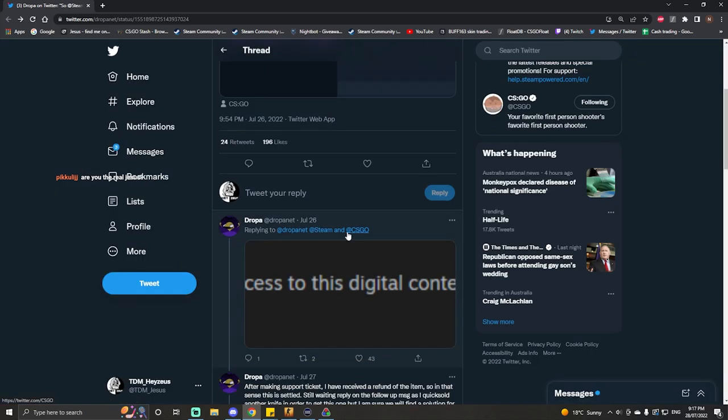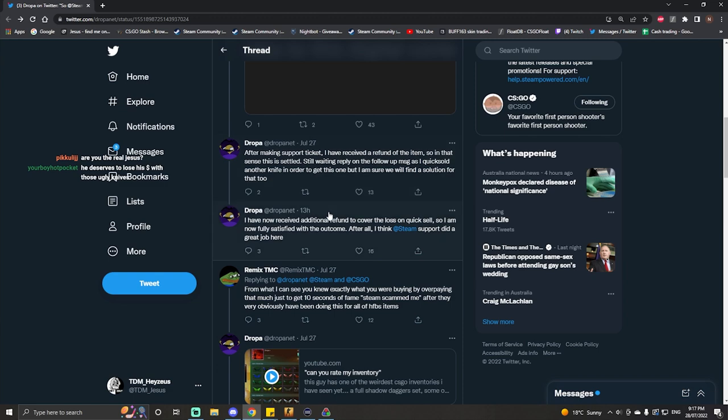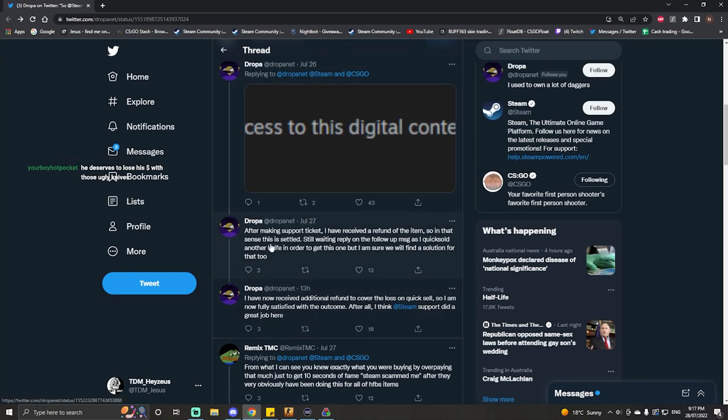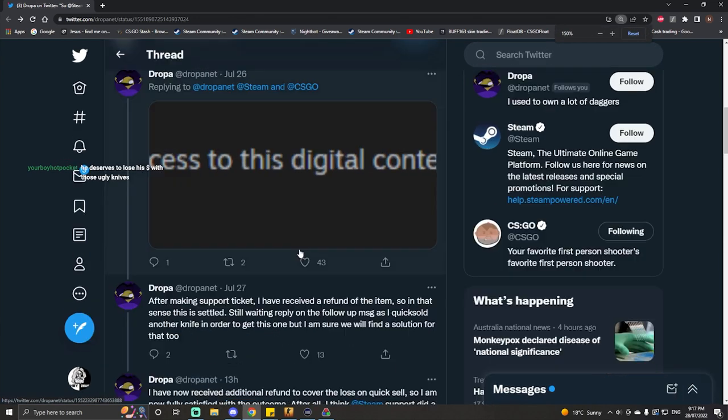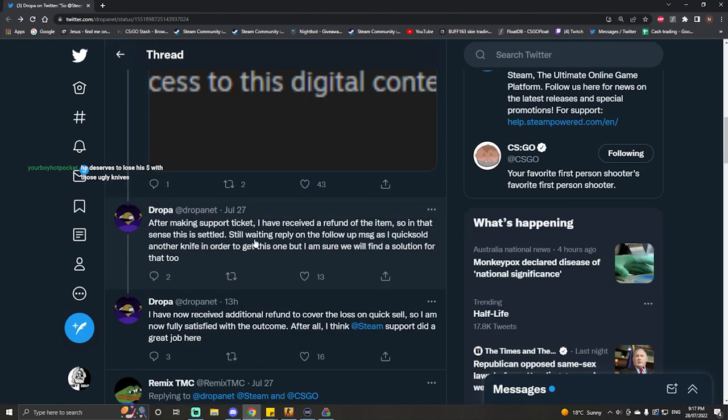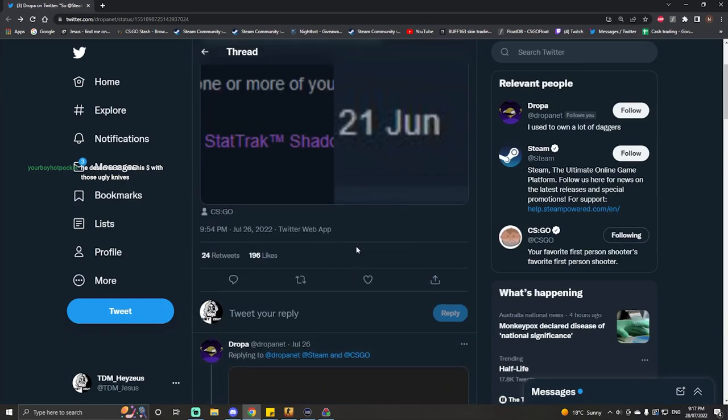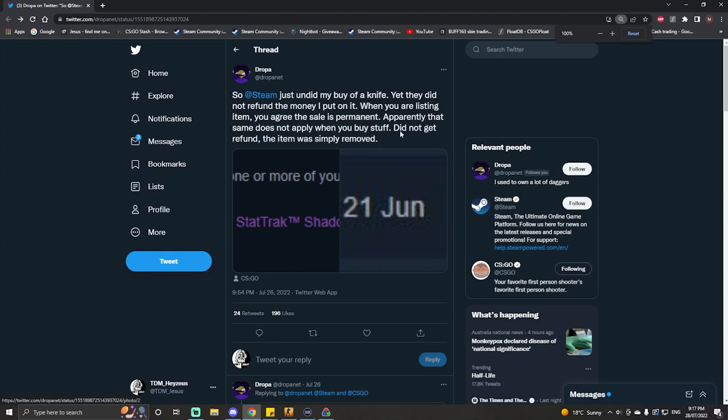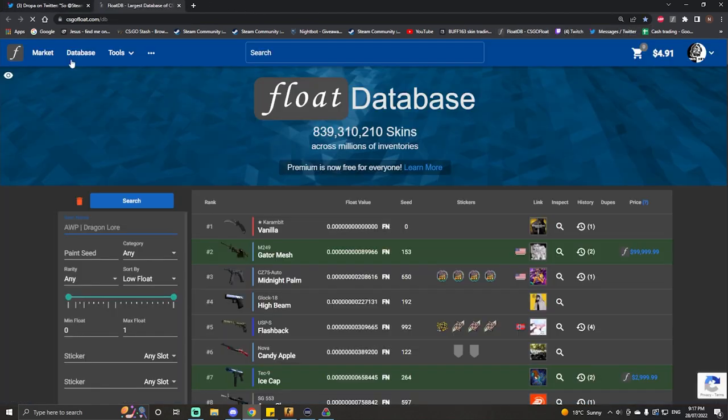And Valve have come through and removed them from his inventory, but they haven't refunded him. Now, he then went and made a support ticket and they got a refund. So, you know, it was sorted out. But there probably is a reason he wasn't refunded initially, or maybe it's unrelated.